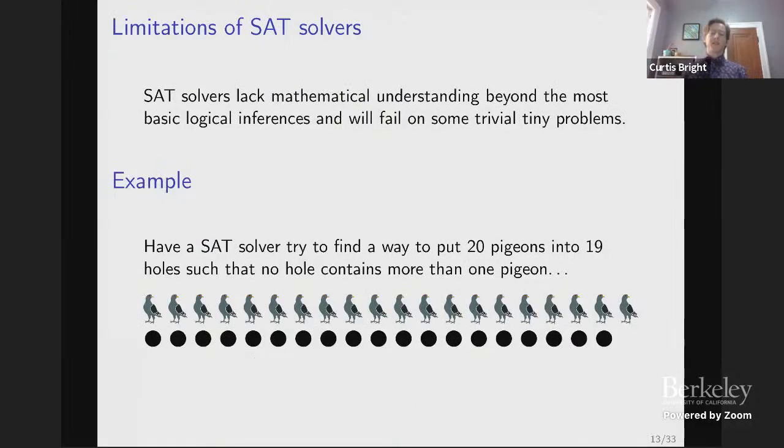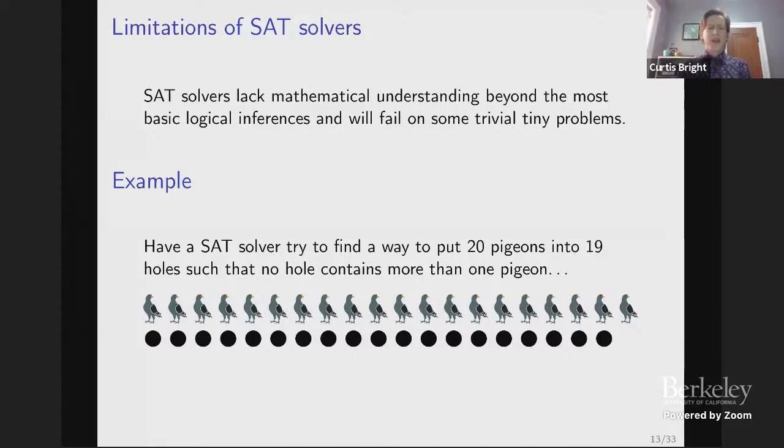Now, SAT solvers are great when they work well, but sometimes they also will fail. This is also very well known. And embarrassingly, sometimes they'll fail on totally trivial problems. The classic example of this is the pigeonhole principle. Imagine you have 20 pigeons and you have 19 holes, and you want to find a way to put the pigeons into the holes. Every hole is only large enough to contain 1 pigeon. Well, obviously this is impossible. There's no computation that has to be done here besides just counting the pigeons and the holes.